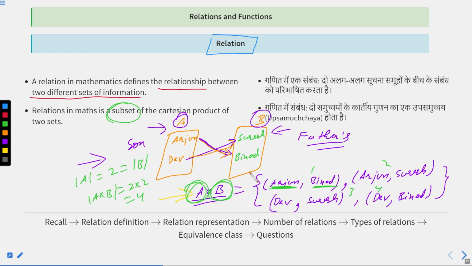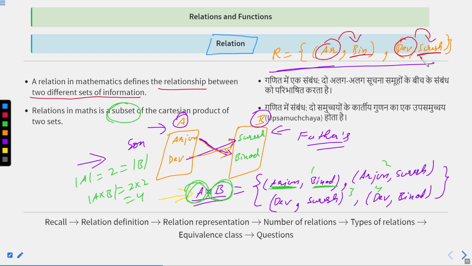Okay. So as you can see now, my relation from A to B is what set? Arjun related to Binod and Dev related to Suresh. Okay, and if this relation is given, then what information can I take out? I can easily tell that Arjun is son of Binod and Dev is son of Suresh. In other words, Binod is the father of Arjun and Suresh is the father of Dev.